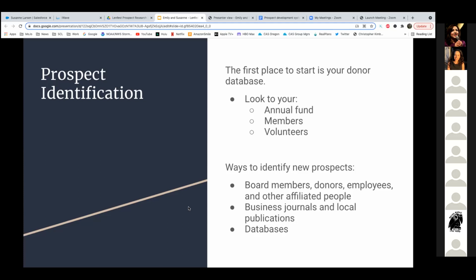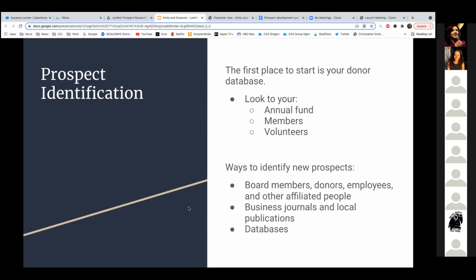But once you've made it past your donor database, when you're ready to identify totally new people, the first place to look is your board members, your donors, your employees, and other people affiliated with your organization. I think it's critical that your board members be involved in fundraising, and they can do that by connecting you with other influential philanthropic people in the community that they might know. Maybe they sit on another board, or maybe they attend events with other influential people. That's a really simple way that your board members can help you out, and really one of the best ways to identify new prospects.